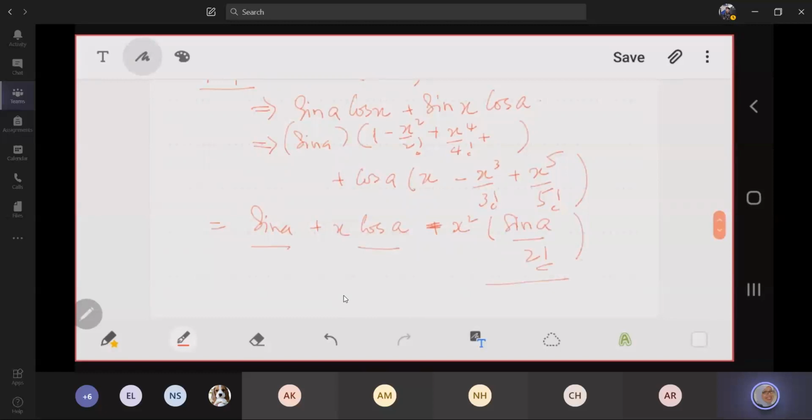It depends. If the question asks you to find up to x to the power of 5, then just expand it. You make sure that here you expand it up to x to the 5. But of course here you have x to the power of 6, so that one is not included. If the question asks you to find up to x to the power of 6, then you have to have that one as well.